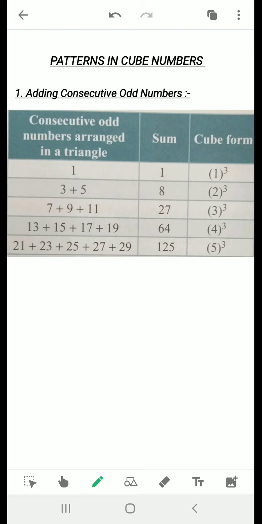As you have learned some patterns in square numbers in your chapter Square and Square Roots, here also we can get some patterns in cube numbers as well. So what are these patterns? Let us understand one by one.